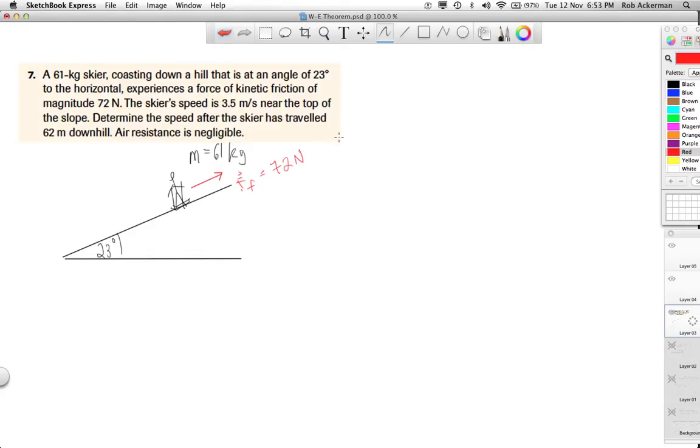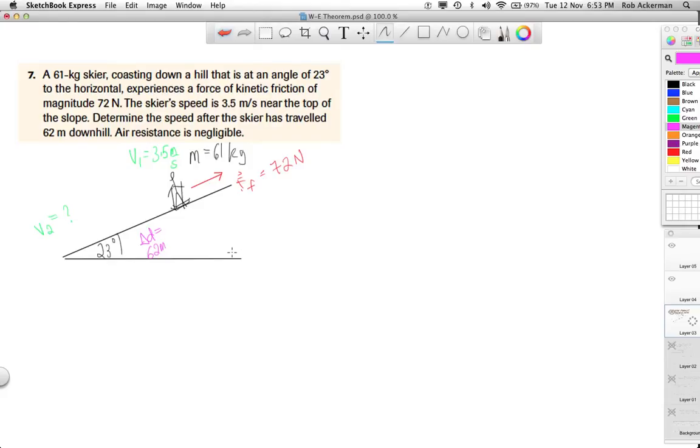And they tell me that the skier has a certain speed near the top of the hill, so I'm going to call that a V1 of 3.5 meters per second. And they ask me, if the skier goes 62 meters down the hill, what is the speed when he gets to the bottom? So what is V2 equal to, given that the displacement here is 62 meters?